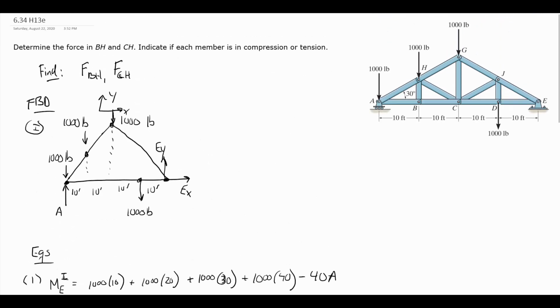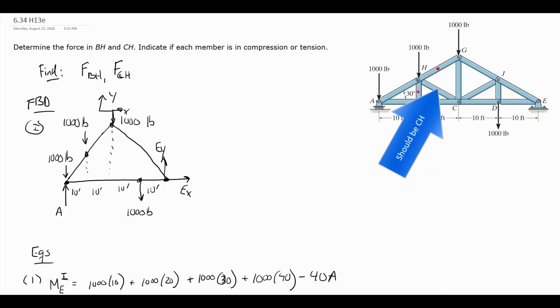Now I can go and look at the internal forces. So far I haven't found anything that I ultimately need to find, BH and CH, but now I can consider on my picture where these are. So BH I'll just mark here, and CH I'll mark so that I can come up with a plan of how I want to solve this.